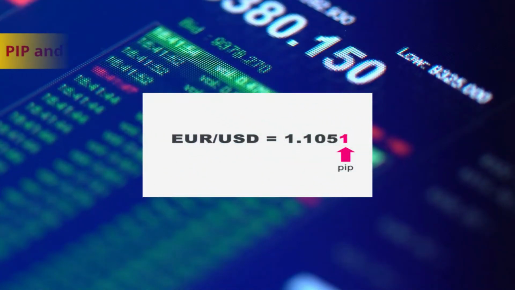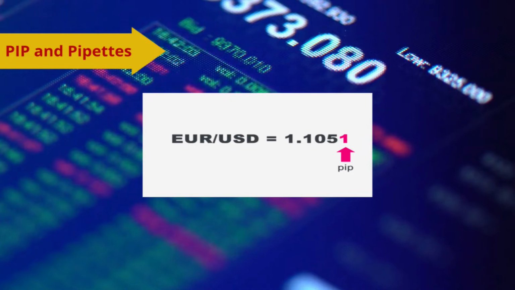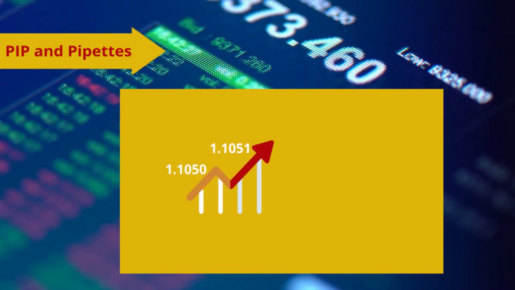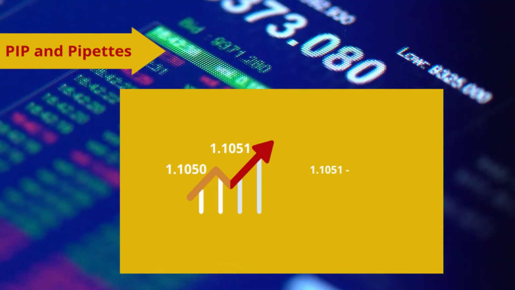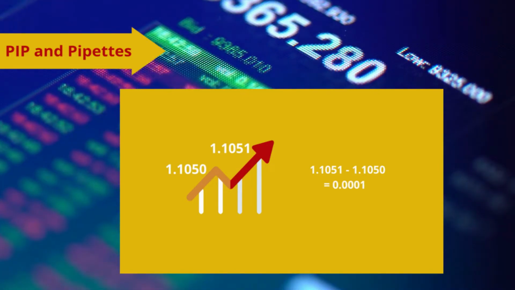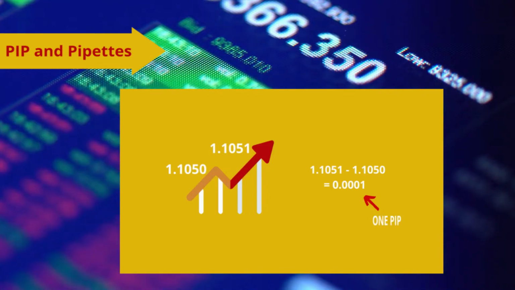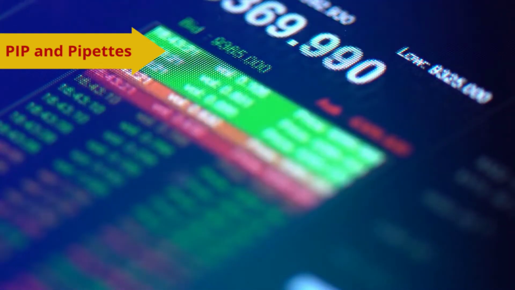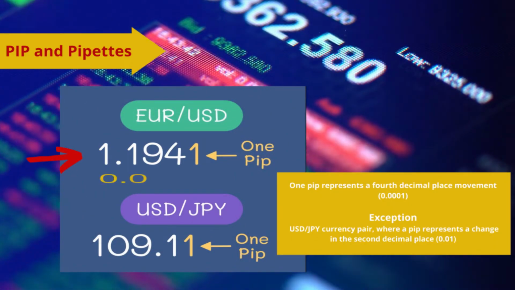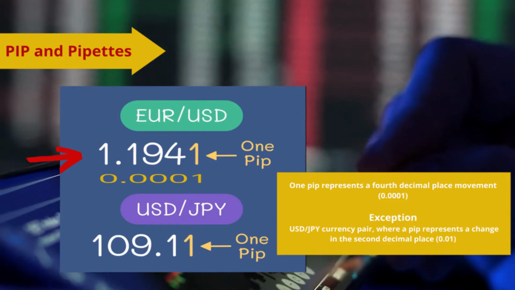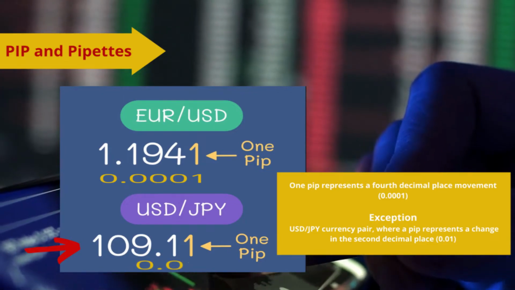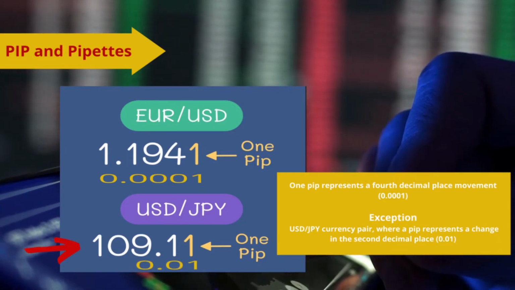The smallest increment that an exchange rate can move up or down is called a pip, which is short for percentage point. For example, if the Euro-USD rate rises from 1.1050 to 1.1051, that's a 0.0001 United States dollars increase, which equals 1 pip. In most currency pairings, 1 pip represents a fourth decimal place movement, 0.0001. One exception is the USD-JPY currency pair, where a pip represents a change in the second decimal place, 0.01.